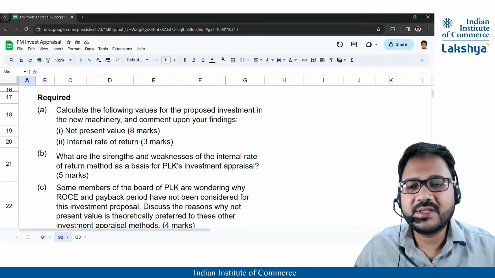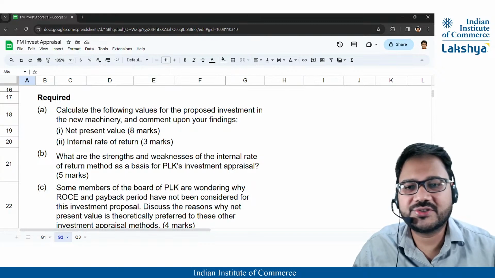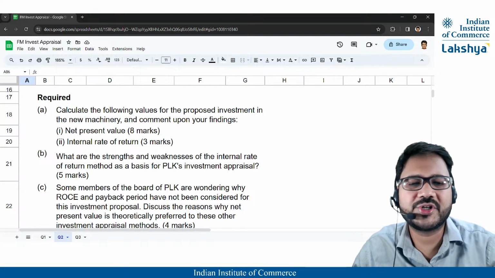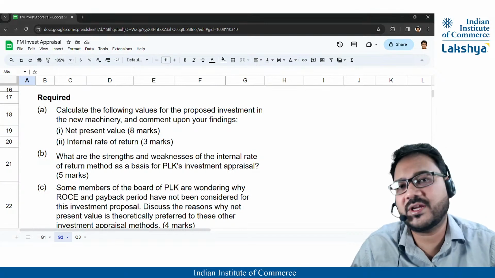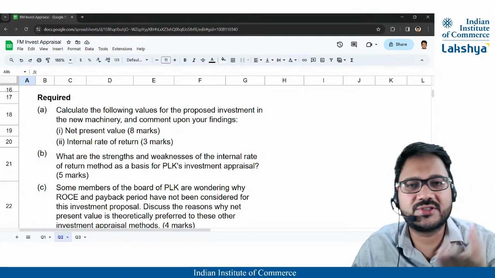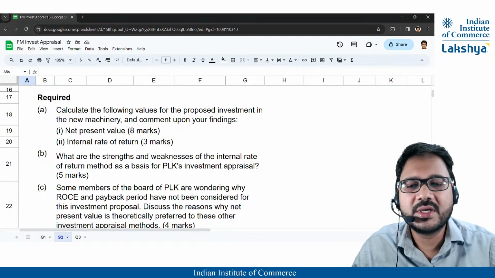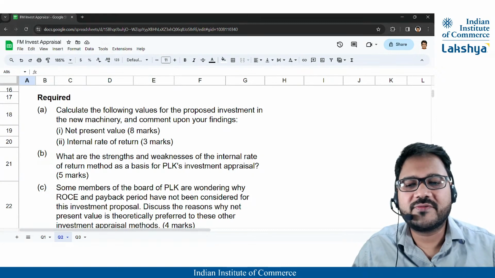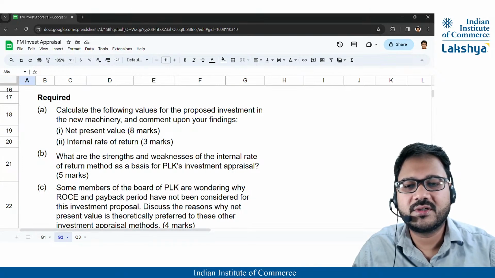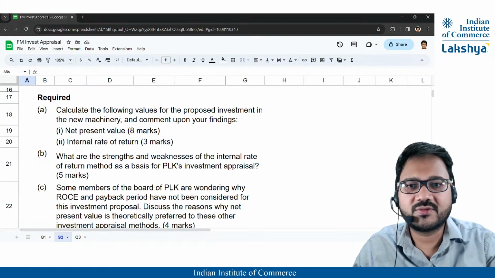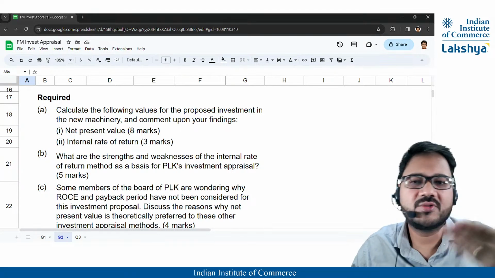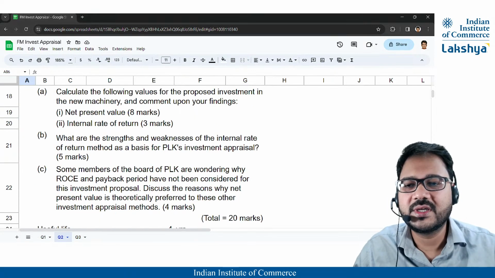And then the weakness. It's a 5 mark question, so you could probably give two points each in strengths and weakness, and 1 point you could utilize to explain what IRR exactly is and how the decision rule under IRR would be. Okay, and for weakness, you could then write that there could be multiple IRRs of a project. That's one major weakness. And so like that, you could highlight the strengths and weaknesses.